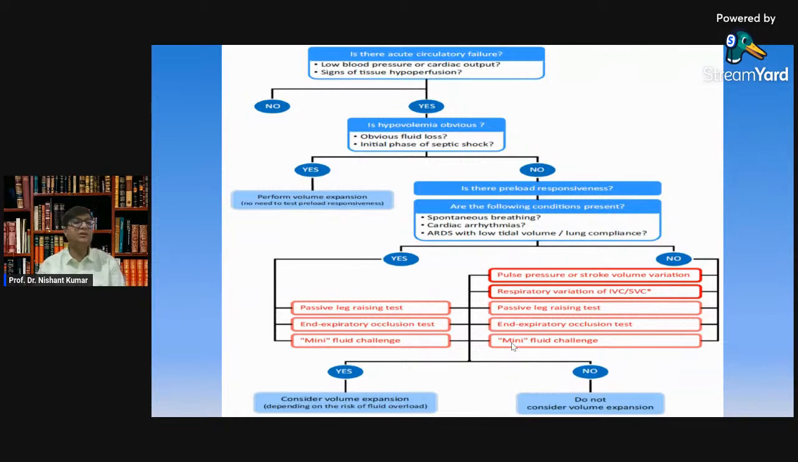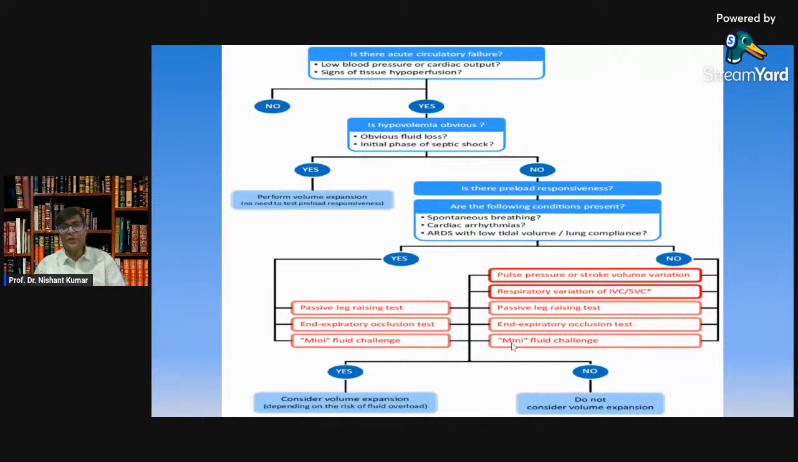In this, when there is an obvious hypovolemia, please go in for a volume expansion. But if you are not sure whether there's an obvious fluid loss, okay, this might not be an initial septic shock, but the stabilized phase.